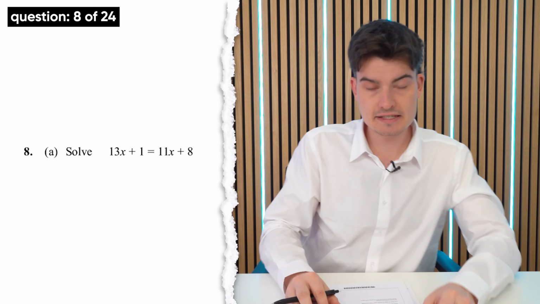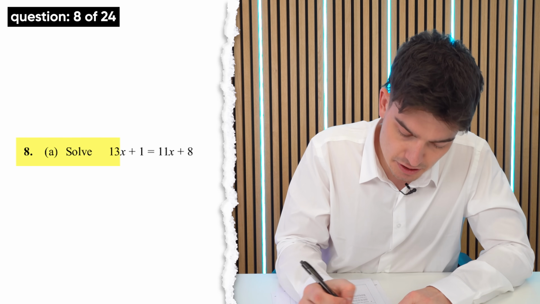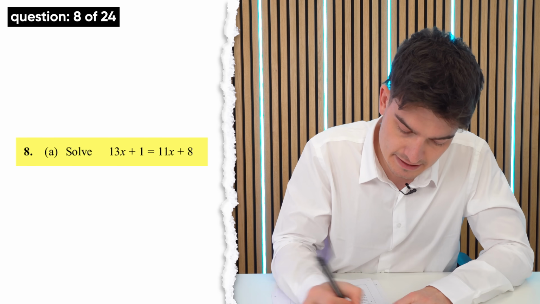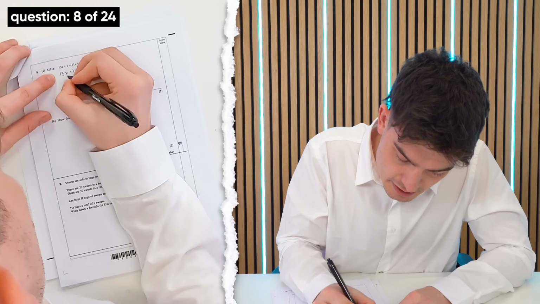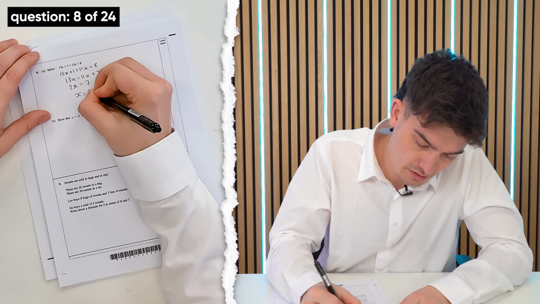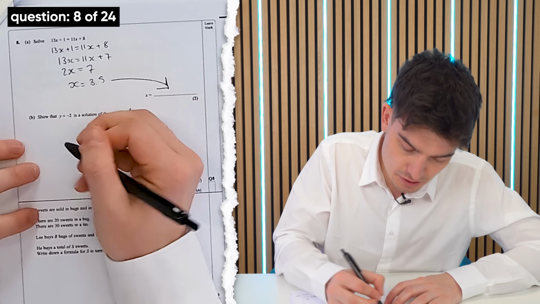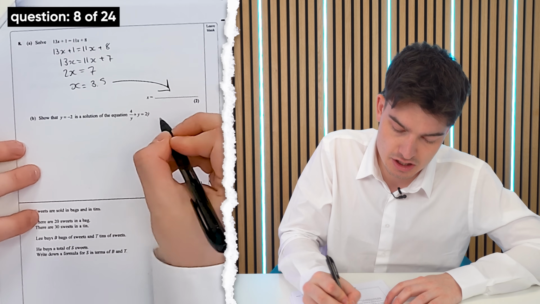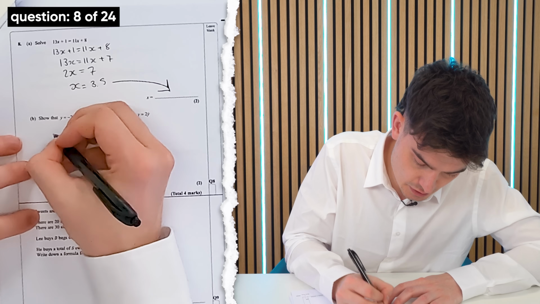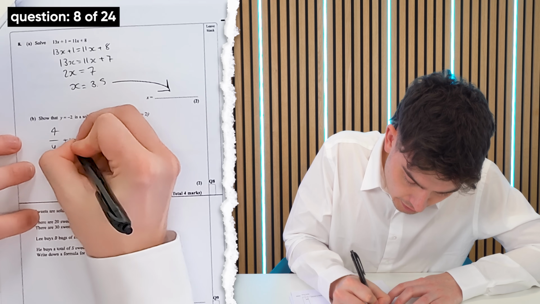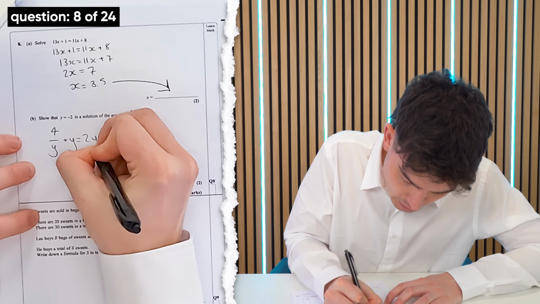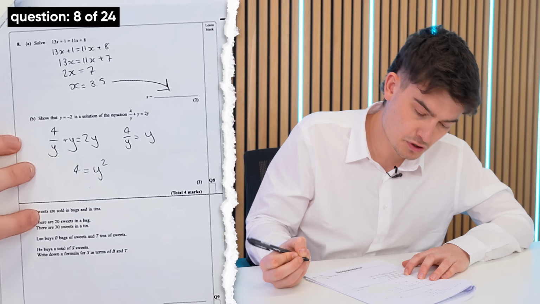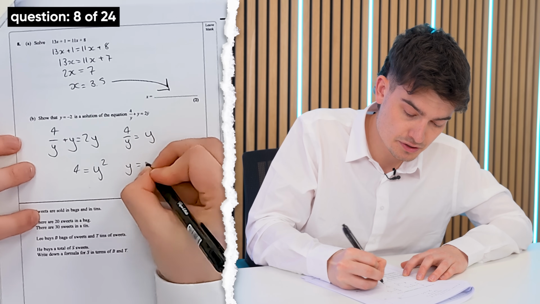Now, boys, it's time to solve 13x plus 1 equals 11x plus 8. Right, that's a piece of piss. Minus 1 from both sides. We're going to minus 11x from both sides. So that means x equals 3.5. That's 2 marks. We now have to show that y equals minus 2 is the solution for the equation here. And that's easy. We just take 4 over y plus y equals 2y. Going to times both sides by y, which means y equals 2 or minus 2.